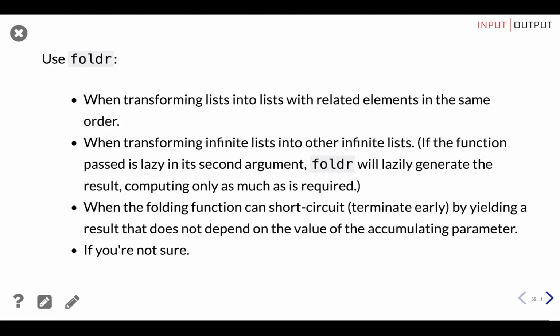For example, if you're creating a product function that multiplies all the elements in a list, and in the middle of the list there's a 0, you know that from that onwards you will always get a 0. If you keep processing the list, you are wasting time and resources. So you could terminate early when the element is 0. And finally, if you're not sure what to use, foldr. It's usually the right choice.